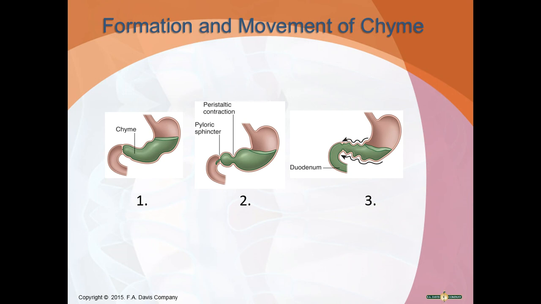Chyme moves toward the pyloric sphincter, propelled by the contractions. Under the pressure of a contraction, about 30 milliliters of chyme squirts into the duodenum. And number 3, the stomach continues to churn and mix its contents as it gradually releases chyme into the duodenum. This continues until the stomach empties, which takes about 4 hours following a typical meal.